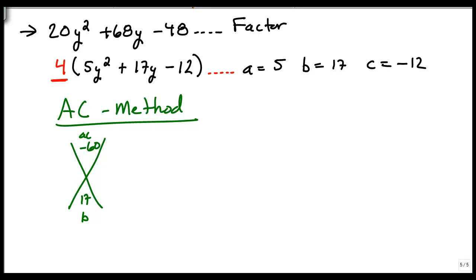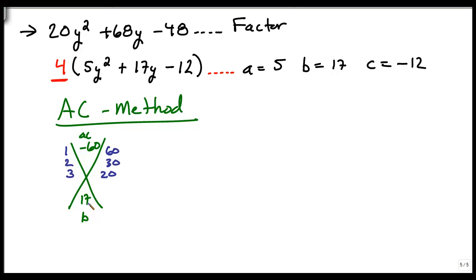So let's just go ahead and start with our list. 1 and 60. Those don't get me anywhere, 17, no matter how the signs are positive or negative. 2 and 30. Now notice, here I'm 59 units apart. Now I'm only 28 units apart. 3 and 20. Boy, that one looks promising, doesn't it? Because 3 and 20 are 17 units apart.